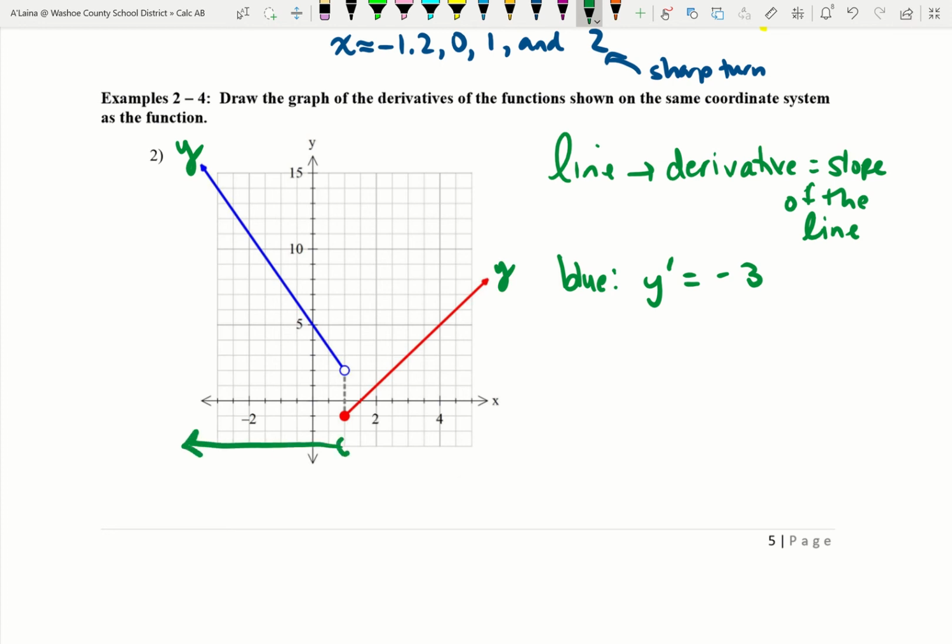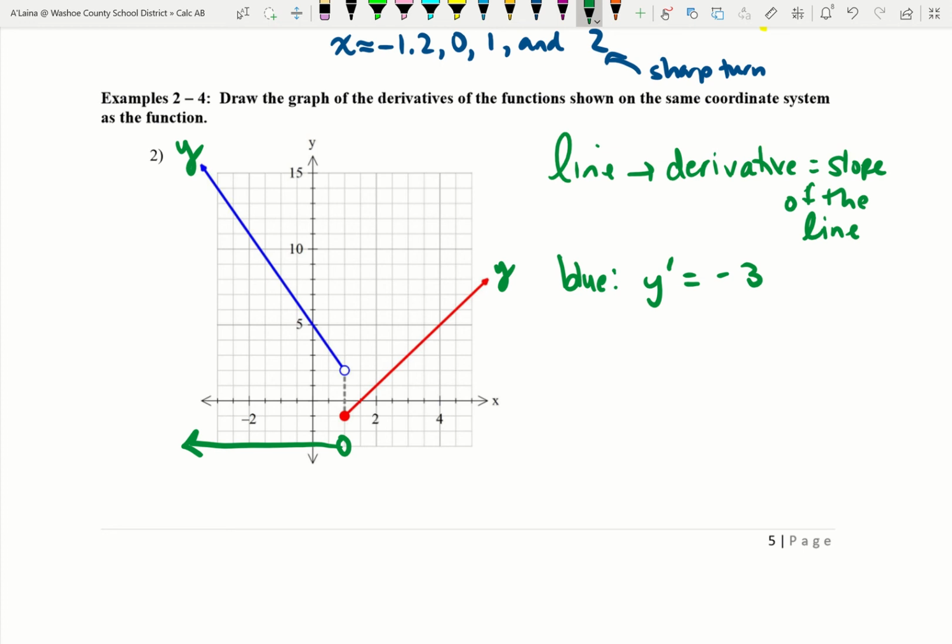Now right here, when x is equal to 1, because of the discontinuity in the original function y, I'm going to have a hole right here in the derivative graph to show that it's undefined right at that instant.